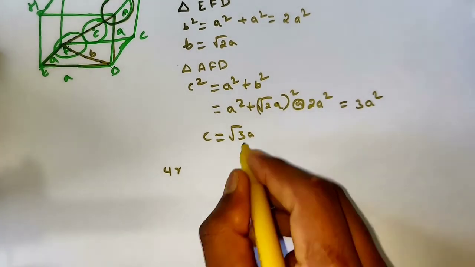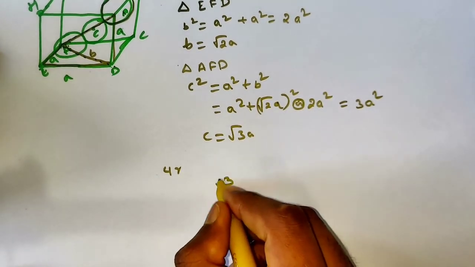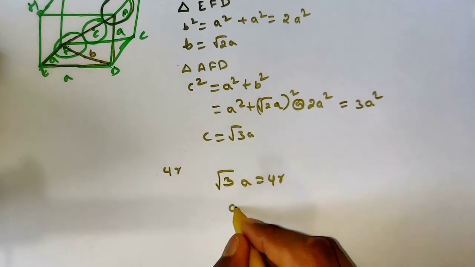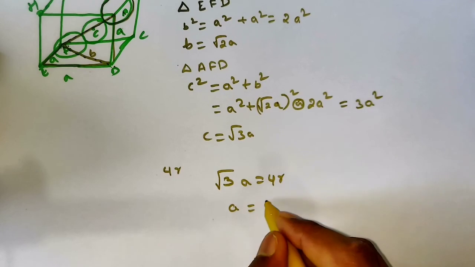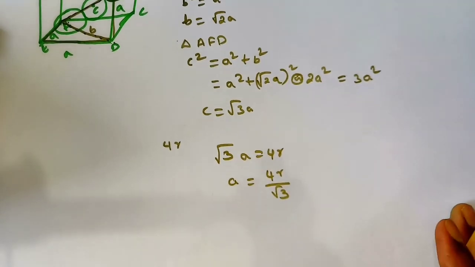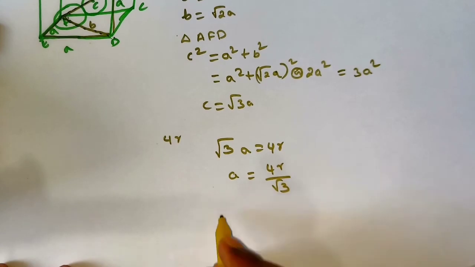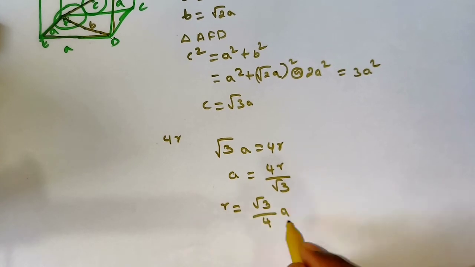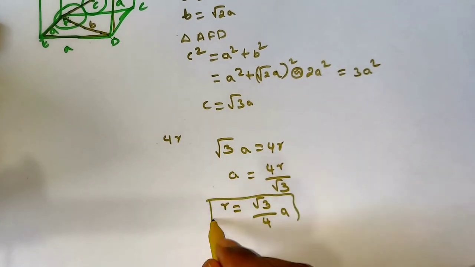What we have to do? This one we have to take root 3A is equal to 4R. So you can easily find edge length A, that is A is equal to 4R upon root 3. So when we need to find out the radius, R is equal to what we can take? R is equal to root 3 upon 4 into A. This is the formula to find the radius.